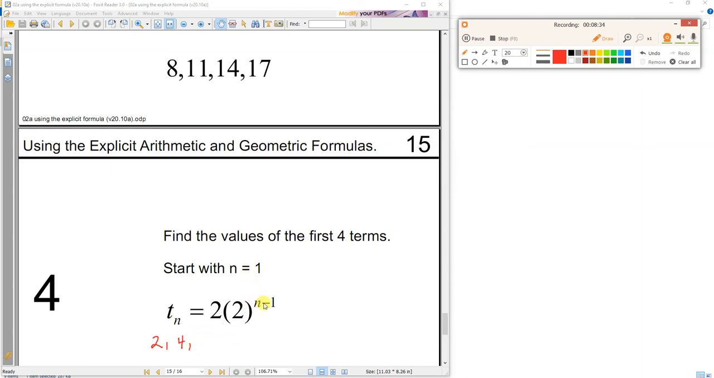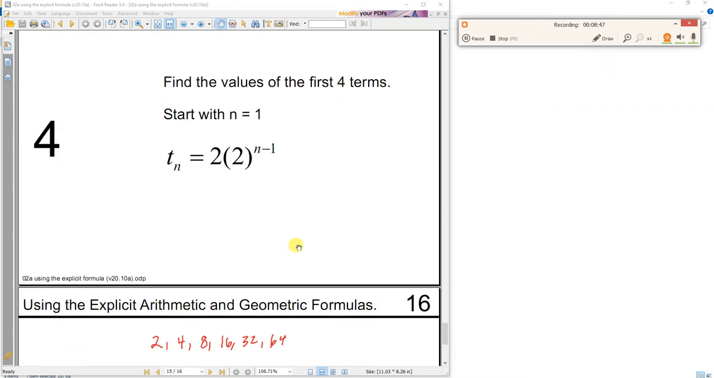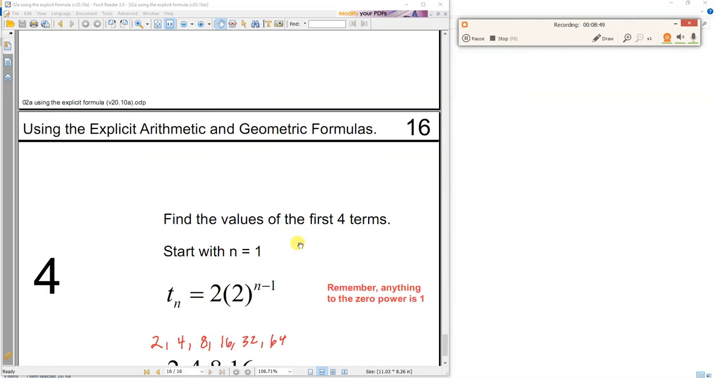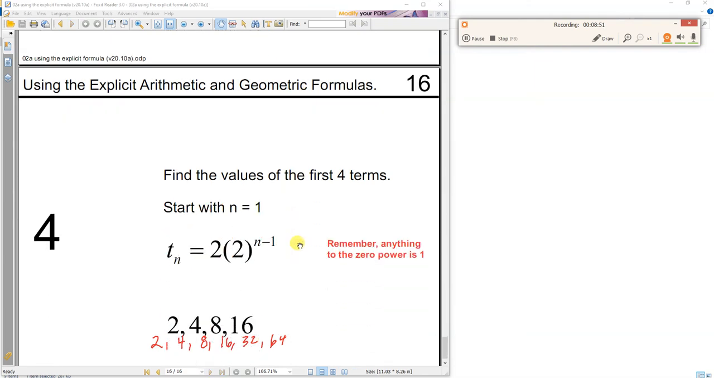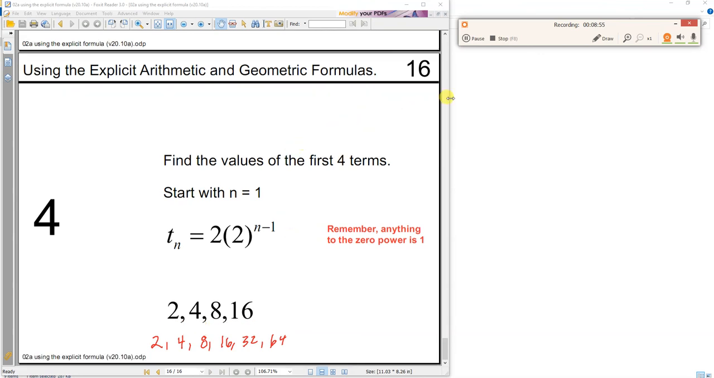Let's plug in a 3. 3 minus 1 is 2. 2 squared is 4. 2 times 4 is 8. Times 2 is 16. Times 2 is 32. Times 2 is 64. So 2, 4, 8, 16. That's working. And that's it.